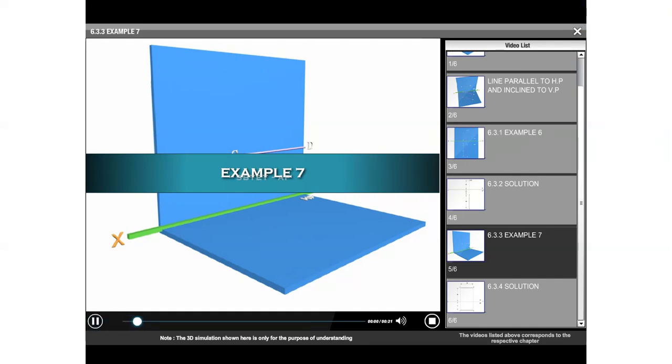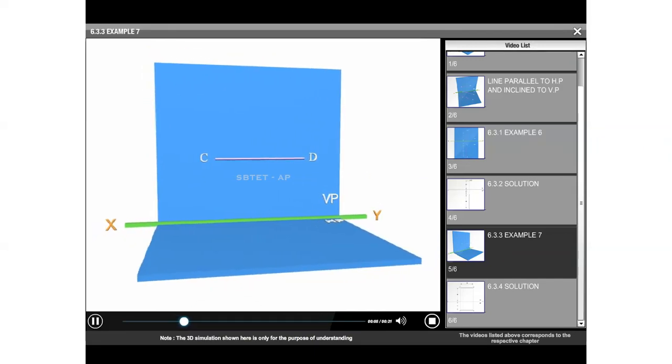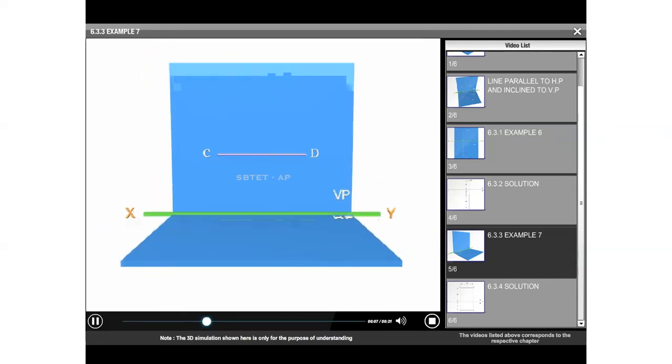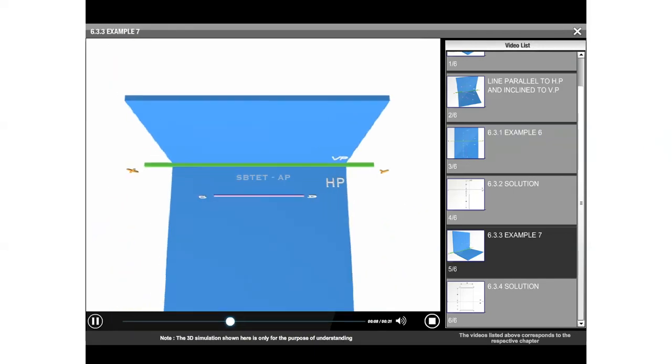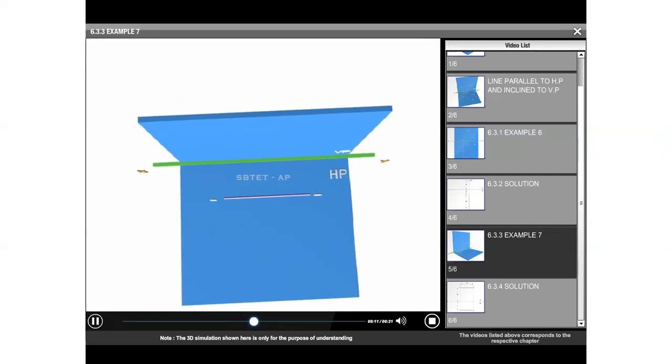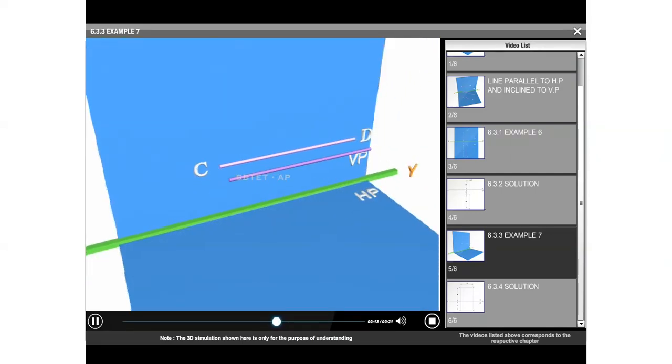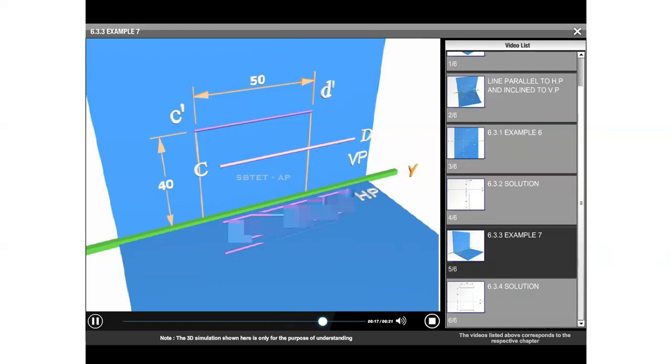Example problem 7. In this, the line CD is of length 50 mm and is parallel to both VP and HP. The line is 40 mm above HP and 25 mm in front of VP.